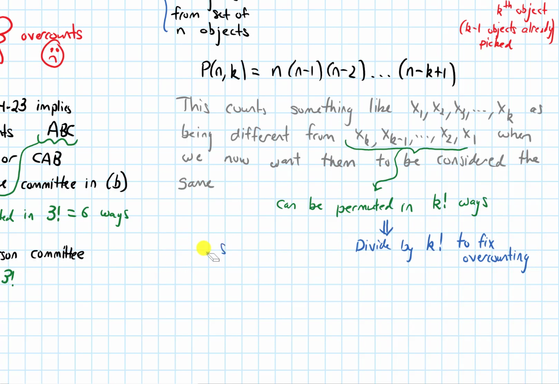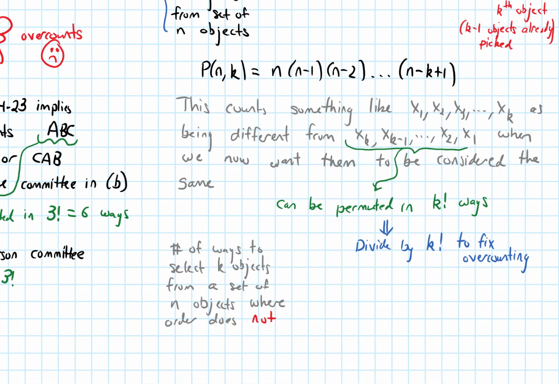Let's put this in gray actually. The number of ways to select k objects from a set of n objects where the order does, and let me put this in red, does not matter.